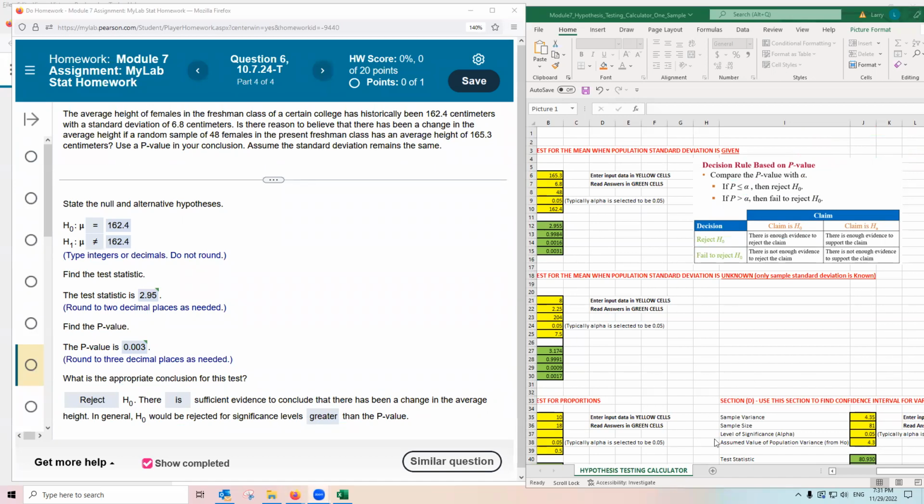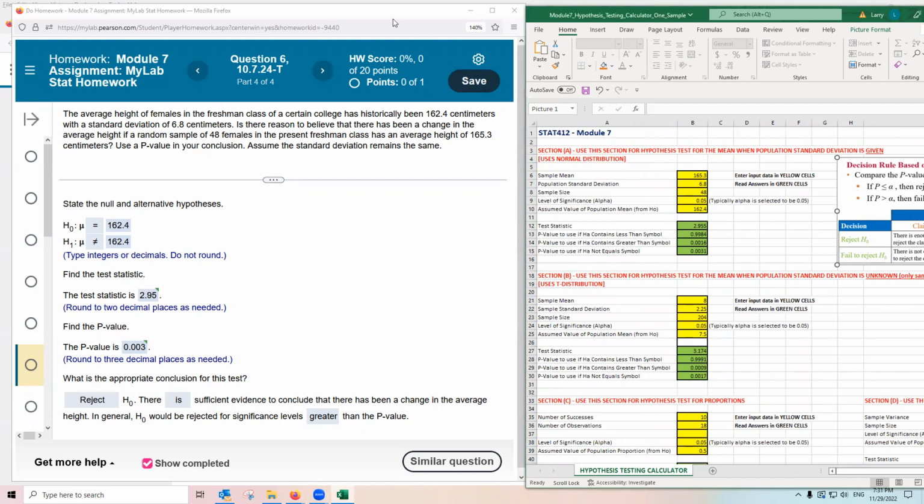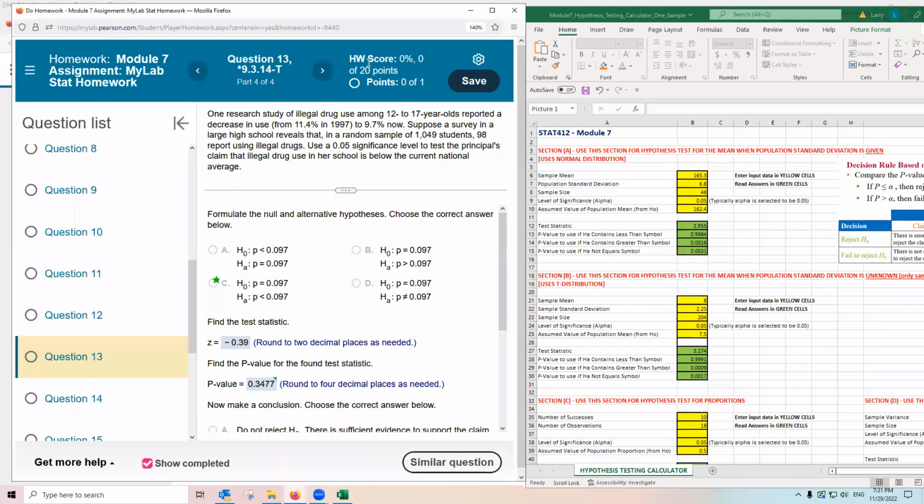All right, let's go do another example. So let me find another example that we could do. All right, let's do an example here. This one is number 13. And it turns out this example is going to be a hypothesis test for a proportion. You know, a proportion is when you're dealing with percentages or how many out of the total. So let's read this over.